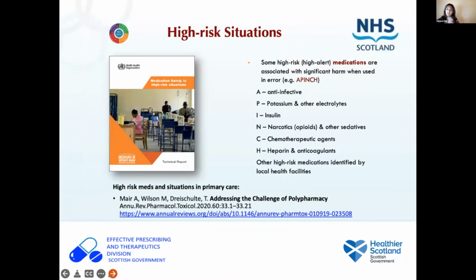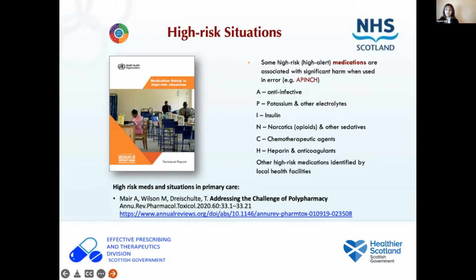So people take many drugs. So how do we focus on some of the medicines that are going to cause the most harm? And this is really where the polypharmacy work links in with the medication safety in high-risk situations. So the report highlights some medicines using the APINCH acronym that are very common in causing medication-related harm in the hospital setting. And you can access this report and get some information.